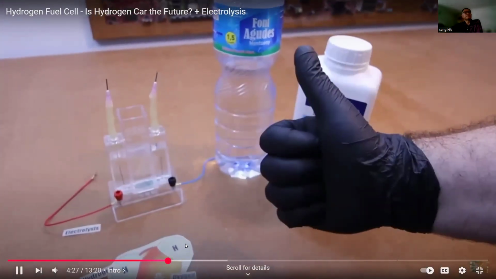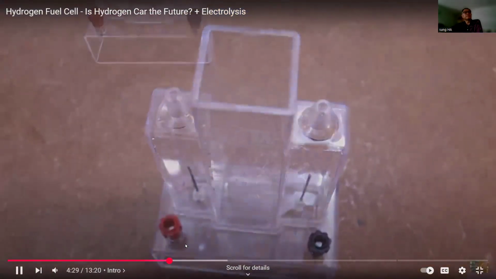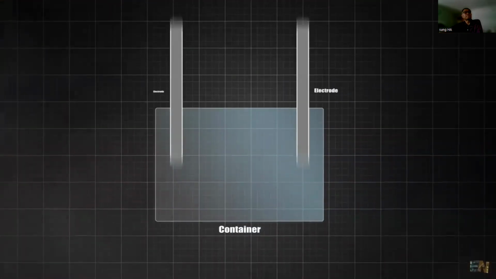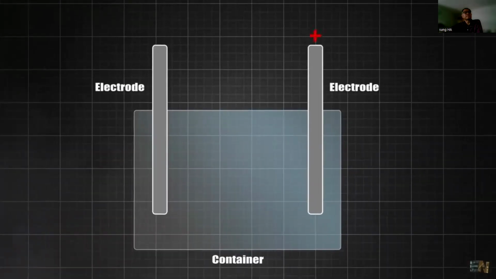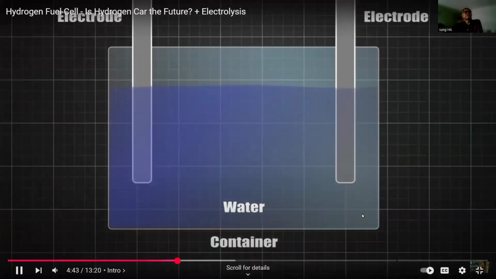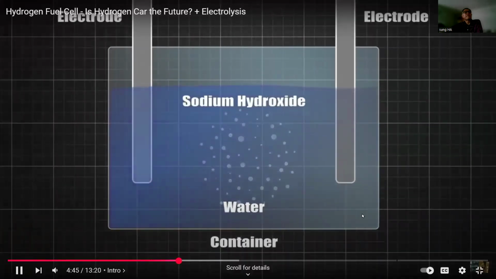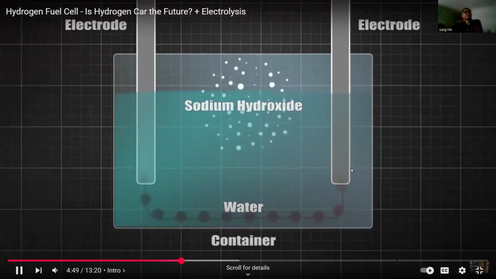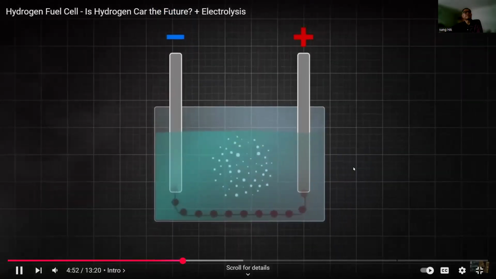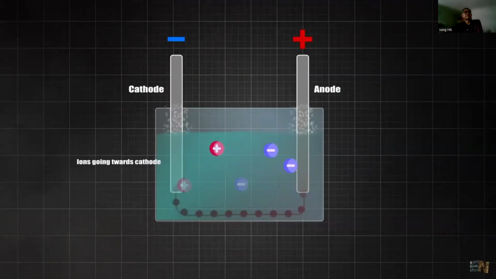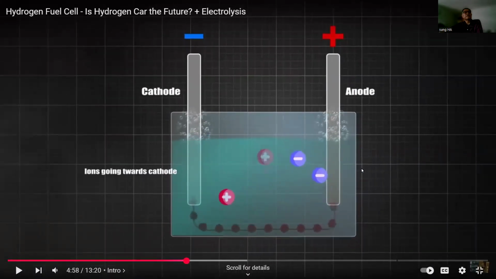Before we make the experiment, let me show you how electrolysis works. We have a plastic container with 2 electrodes. We apply positive at this electrode and negative at this one. Then we add water. We also add some sodium hydroxide, so now the water is conductive enough, and a current flow is created between the electrodes. When the current passes, the ions migrate to the electrode with the opposite charge.